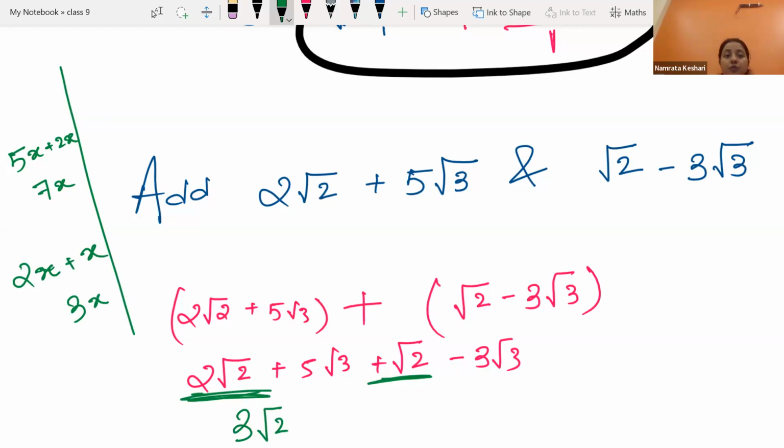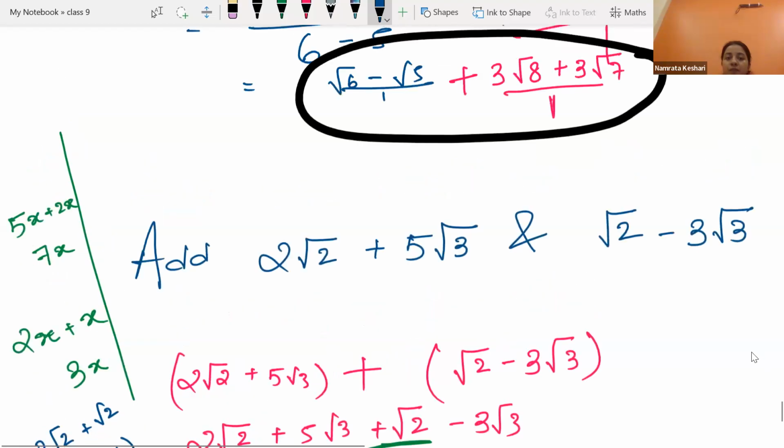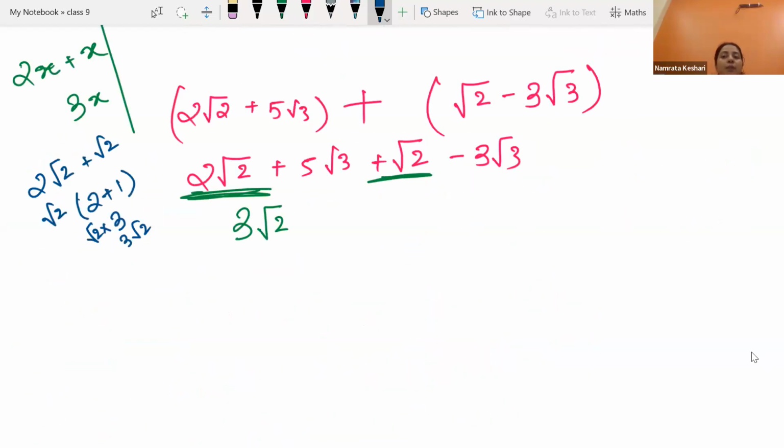If you want to know in detail what is happening over here, then let me tell you. If you are adding 2 root 2 plus root 2, actually you are taking out common root 2, and what is remaining? 2 plus 1, and due to this it became 3, and this is just root 2. Root 2 into 3, that means 3 root 2. Are you getting it? Yes, ma'am. Aleph, are you getting it? Yes, ma'am.